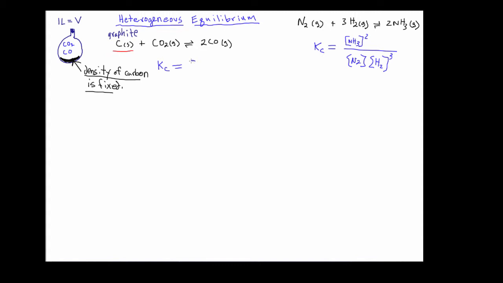It would be written as the concentration of carbon monoxide raised to the second power over the concentration of CO2 raised to the first power, noting the fact that the carbon is not included in the equilibrium expression. And this is going to be true for any component in a chemical equilibrium where that component is present in the solid or liquid form.